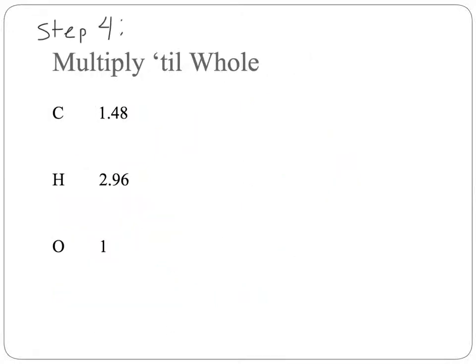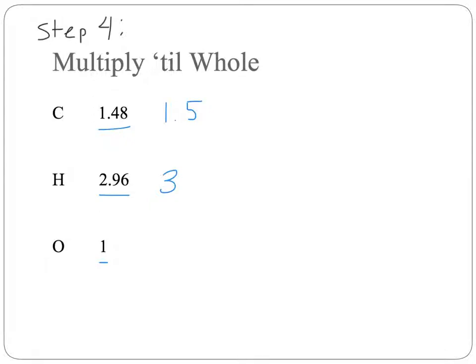The final step is to multiply till whole. And in this case, we're going for whole numbers instead of these decimal places. So first of all, you want to see, can we make any of these whole numbers without doing massive amounts of rounding up? We've got a whole number here for oxygen, 1. Hydrogen is 2.96. Well, that's really not that far away from 3, so it's okay to round that one up to a whole number. But with carbon, we have 1.48, and it would be an awfully big jump to round up to 2 or down to 1. It would be much better to just take that up to 1.5.